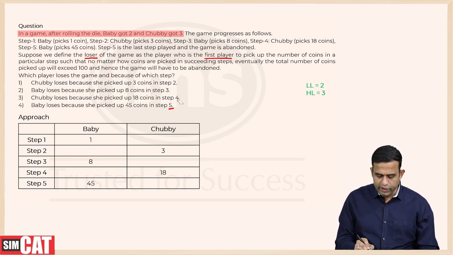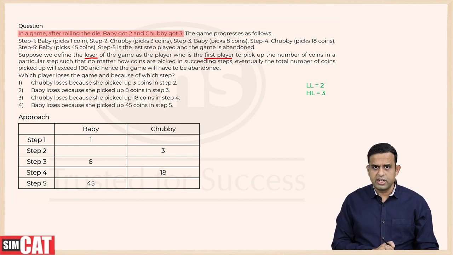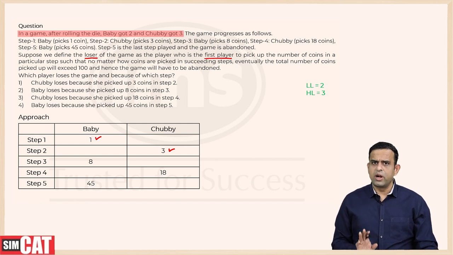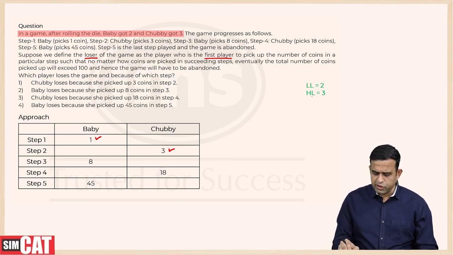First of all, I will evaluate option 1. They are saying Chubby loses because Chubby picked up 3 coins in step 2. So I assume that these two are correct: Baby picked 1 and Chubby picked 3. If I want to say option 1 is not the answer, I have to just create a situation where the total gives you a sum of 100, where 3 could lead to a win situation as well. Since we know that LL is 2 and HL is 3, in step 3 the number picked up by Baby could be between 3 into 2 and 3 into 3, which is 9.